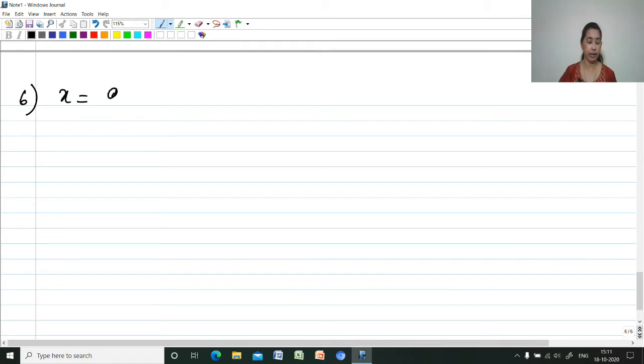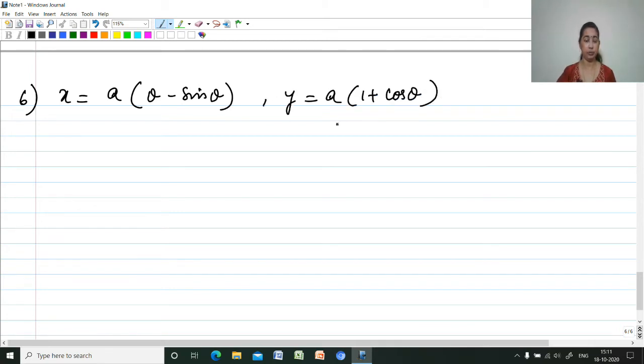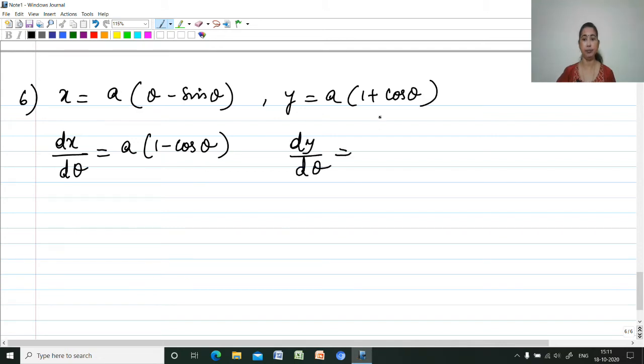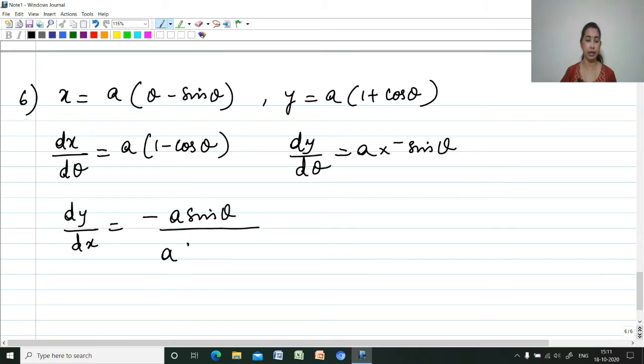X equal to a into theta minus sin theta and y equal to a into 1 plus cos theta. Both are in terms of parameter theta. So differentiating with respect to theta, dx by d theta is equal to a into 1 minus cos theta and dy by d theta is equal to a into minus sin theta. So what is dy by dx? dy by dx equal to minus a sin theta divided by a into 1 minus cos theta.